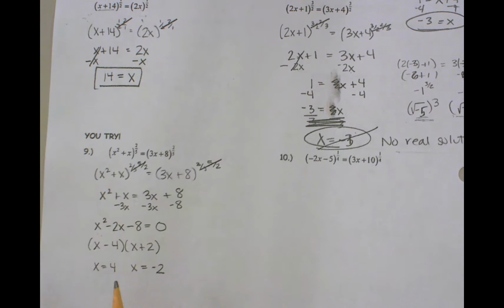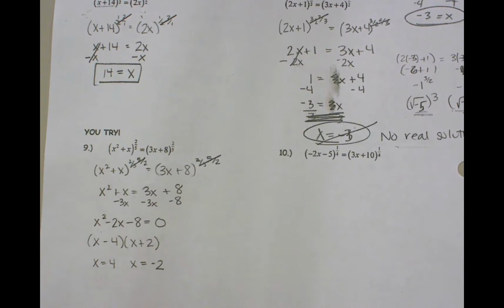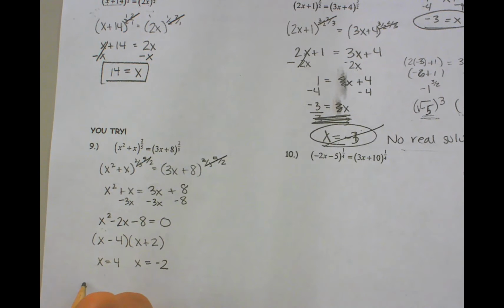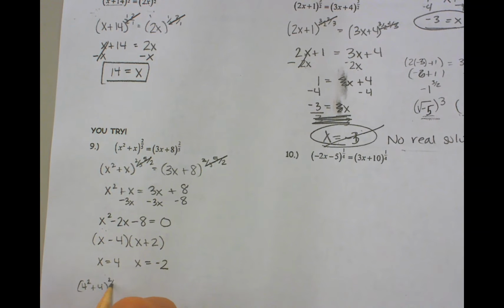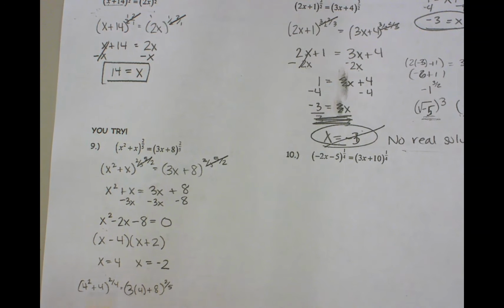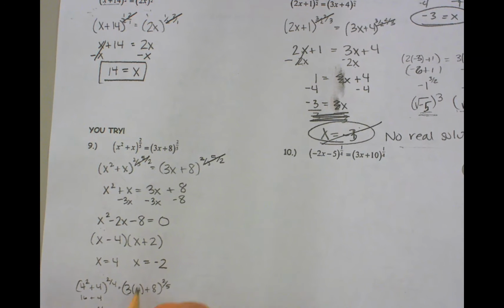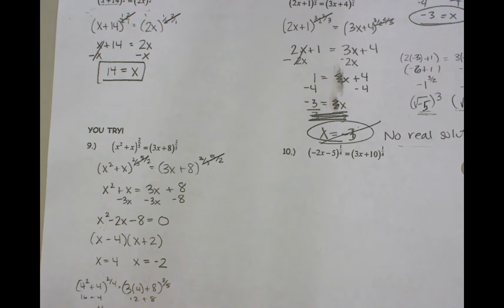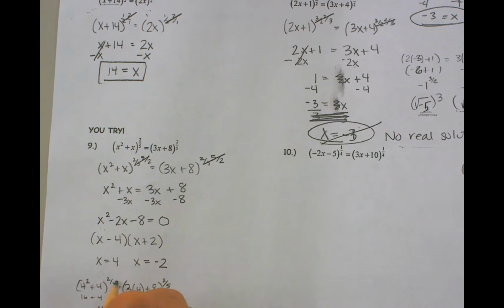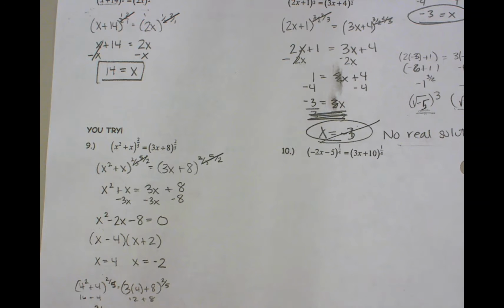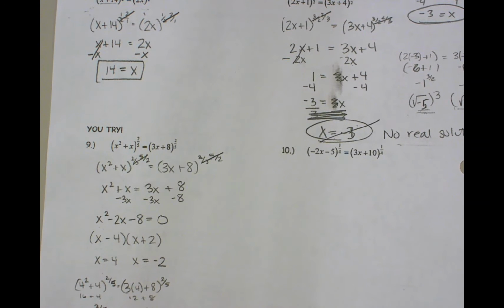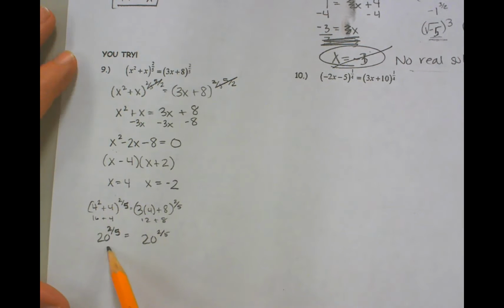So now I want to plug these values in just to check and make sure they're not extraneous. So I have 4 squared plus 4 to the 2/5 equals 3 times 4 plus 8 to the 2/5. So I have 16 plus 4, so that's 20 to the 2/5 equals 12 plus 8, 20 to the 2/5, not fourths, sorry. So though we don't know 20 to the 2/5, it's a value, and it's the same on both sides. It would be the same decimal on both sides. So 4 is an acceptable answer.